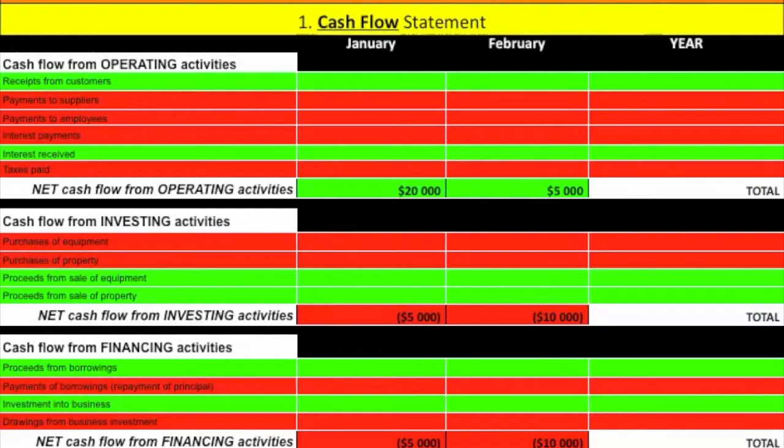say they have a bad month when it comes to operating. Instead of making $20,000, they've only made net, so after subtracting all payments to employees and supplies and all that, they've only made 5 grand. They've also ended up having to buy some more new equipment worth 10 grand. And they've had to pay back another part of a loan, which has amounted to 10 grand. Now, the net decrease in cash held is $15,000.